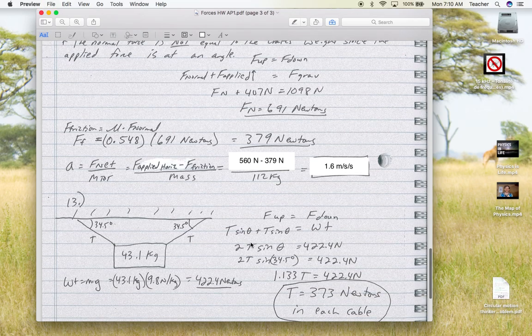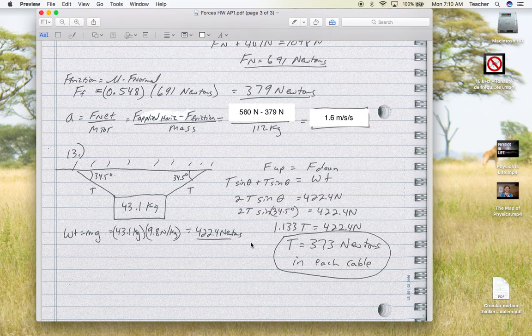Okay, and so then for number 13, which is the last one, I'm going to end up having force up equal to force down. So in this case, the upward force is the vertical component of both these tensions. The downward force is equal to the weight of this, so that's M times G, 422 newtons. I did a sample similar to this in class, and so the tension in each cable is 373 newtons.